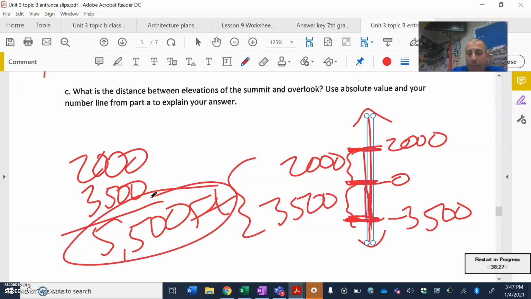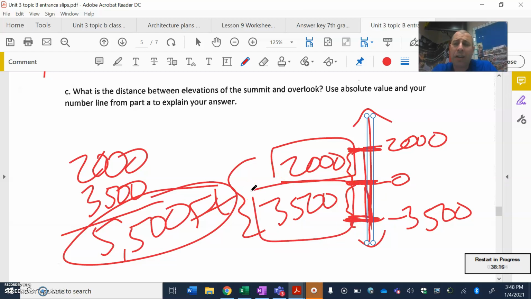So again, I used absolute value because I've got my 2,000 over here and my 3,500 there. That's taken care of it. Absolute value, distance from zero, makes the numbers positive because remember, you can't have a negative distance.